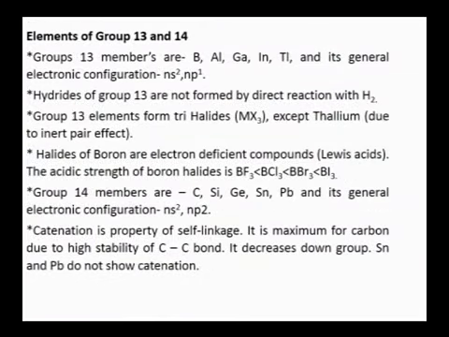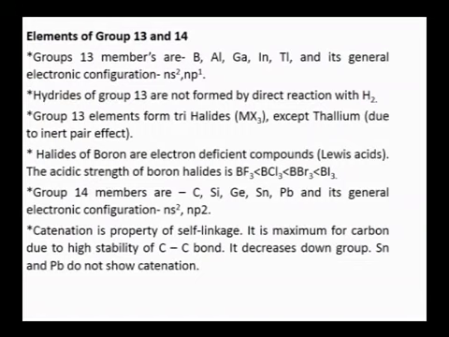Coming to the elements of group 13 and 14 of the p block. The group 13 members are boron, aluminium, gallium, indium and thallium, and the general configuration, because they are the 13th group members, will be ns2 np1. The hydrides of group 13 are normally not formed by direct reaction with H2.